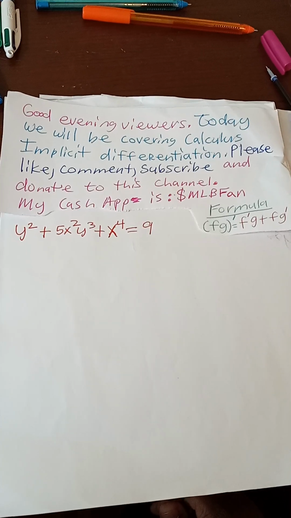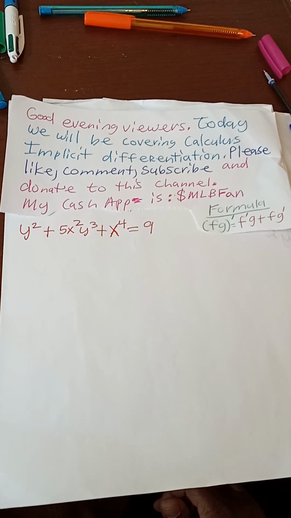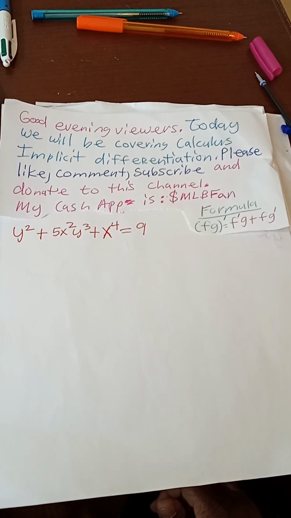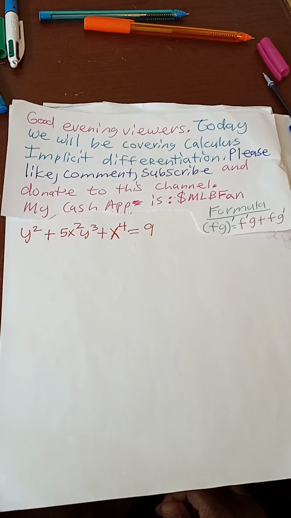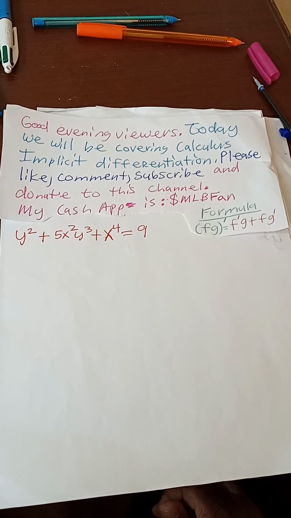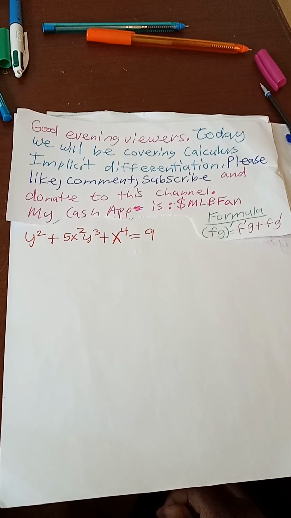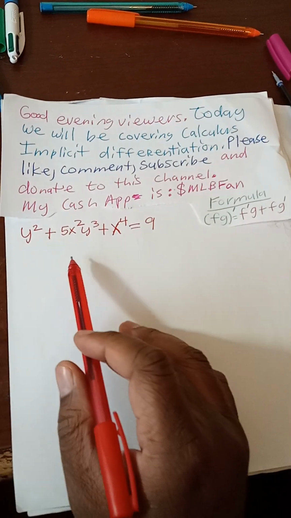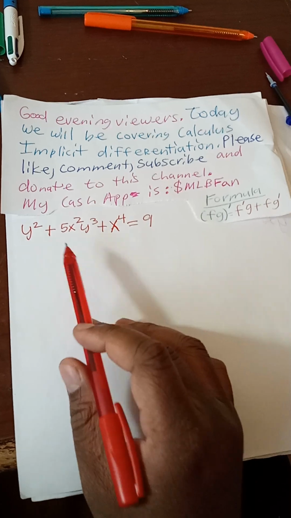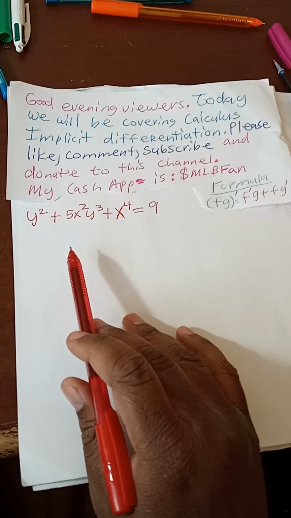Here is an equation: y squared plus 5x squared y cubed plus x to the fourth power equals 9. Here is a useful formula for the product rule: (fg)' is equivalent to f' times g plus f times g'. So the middle case is important, in the form of 5x squared y cubed, where the factors are multiplying one another.